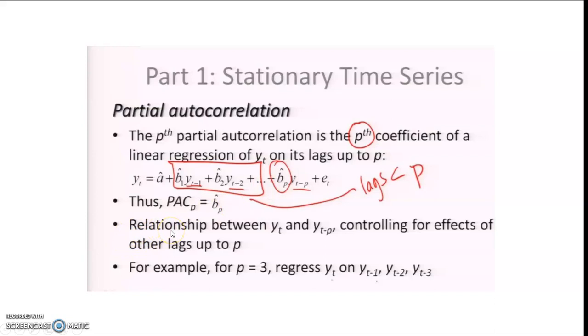And this basically shows the relationship between yt and yt minus p controlling for the effects of the other lags up to p. For example, if p is equal to 3, then we will regress yt on yt minus 1, yt minus 2, yt minus 3. Then the coefficient of yt minus 3 is the partial autocorrelation of this regression on its lags up to 3.